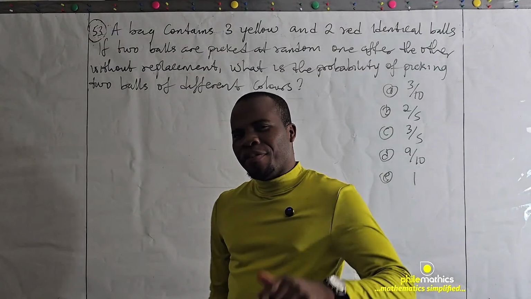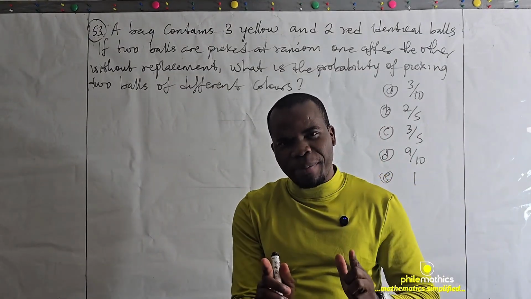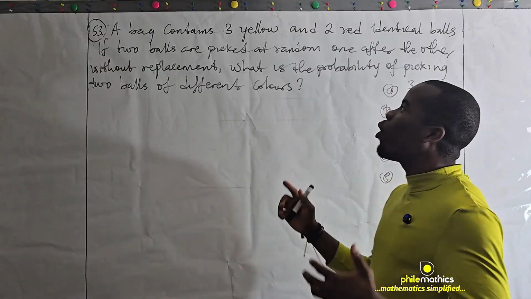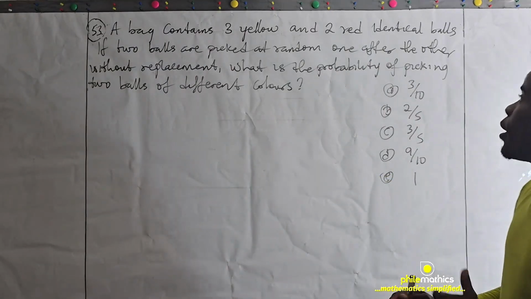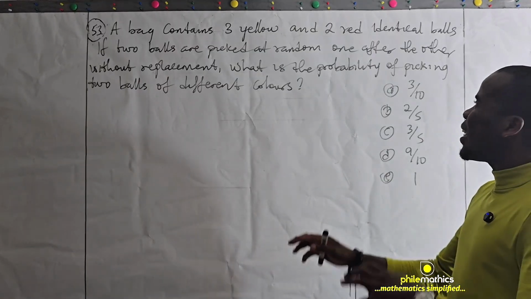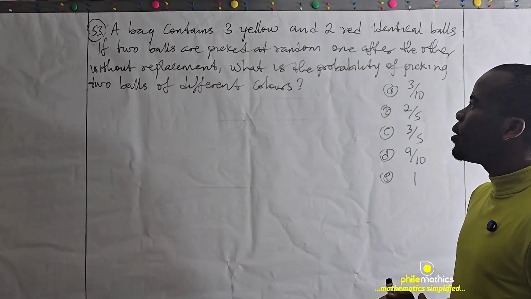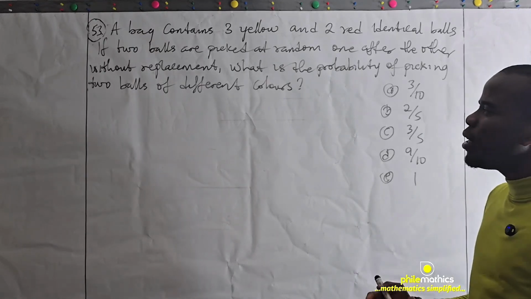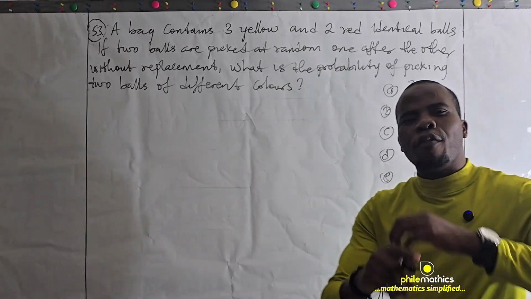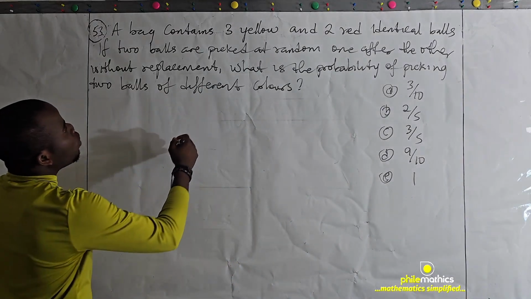Question 53 of NECO 2025 is on probability without replacement. It says a bag contains 3 yellow and 2 red identical balls. If 2 balls are picked at random, one after the other without replacement, what's the probability of picking 2 balls of different color? So this is how we do this.